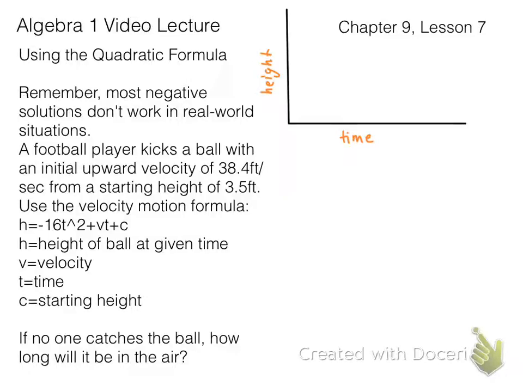All right, so remember, most negative solutions don't work in real-world situations. A football player kicks a ball with an initial upward velocity of 38.4 feet per second, from a starting height of 3.5 feet. Using the velocity motion formula, which is height is equal to negative 16t squared plus velocity times time plus c, where c is the starting height and t is the time.